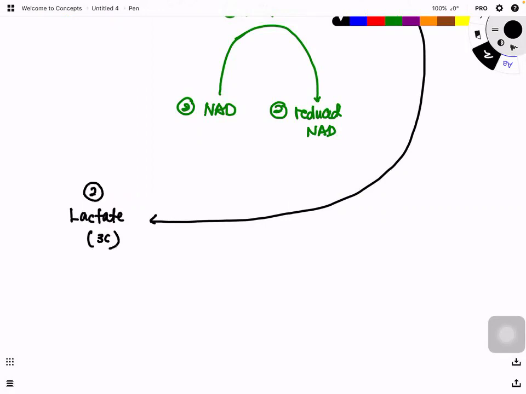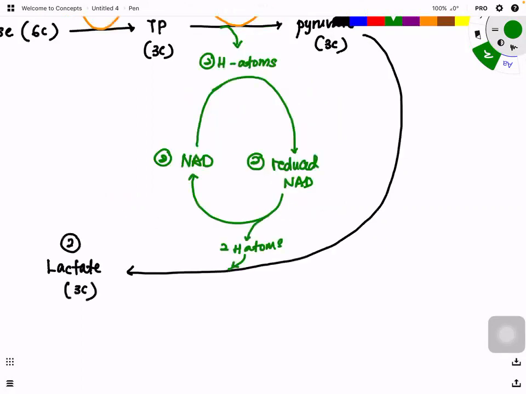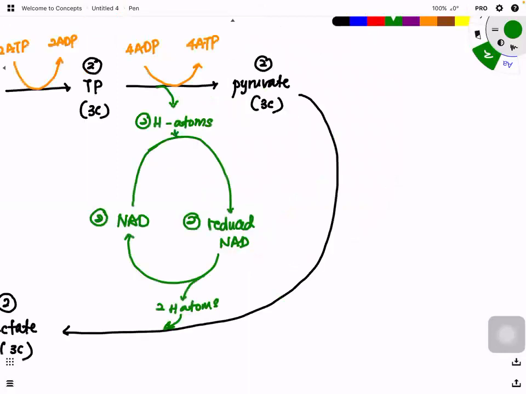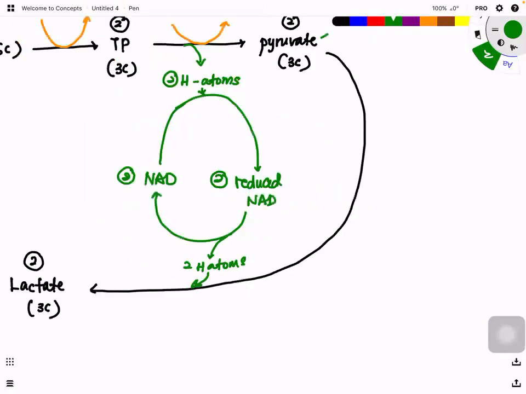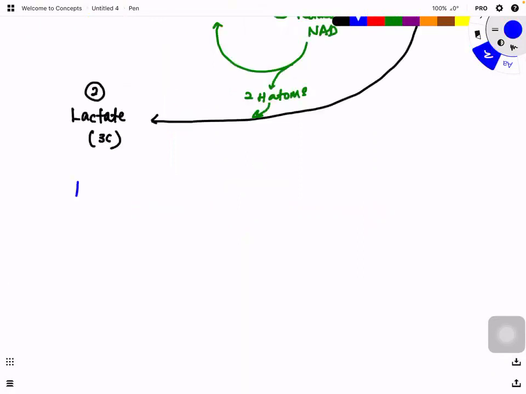So this reduced NAD regenerates back NAD by releasing H atoms, two molecules of H atom. This H atom will be received by the pyruvate. Because pyruvate receives hydrogen atom, pyruvate is reduced. So in this case, guys, you can see that pyruvate now receives hydrogen atom. It itself is now reduced to lactate.